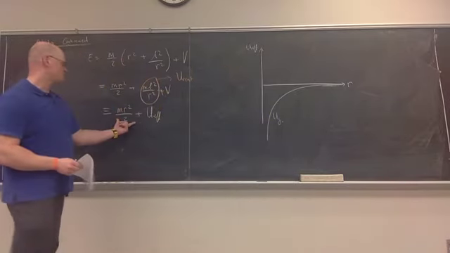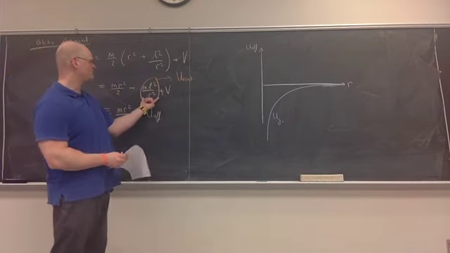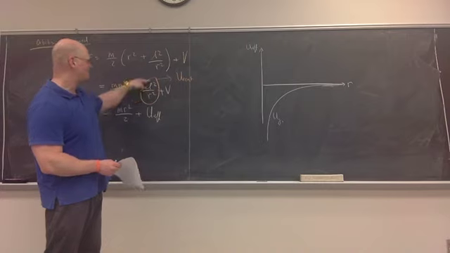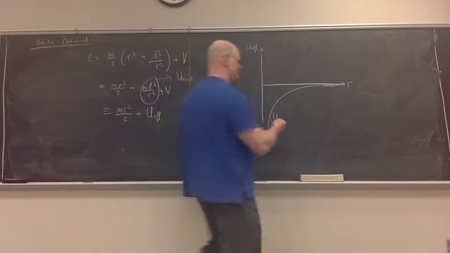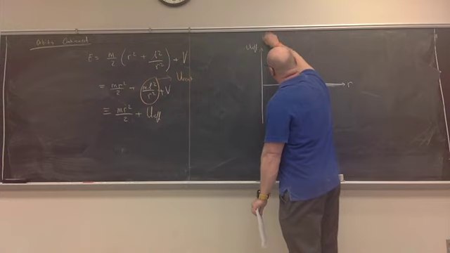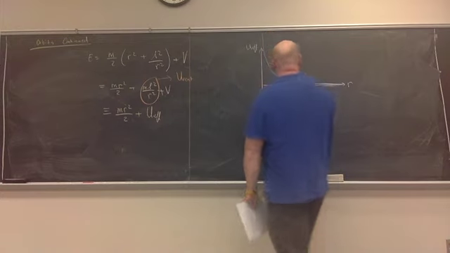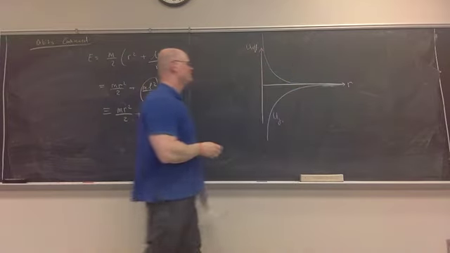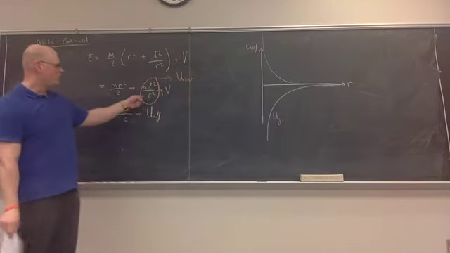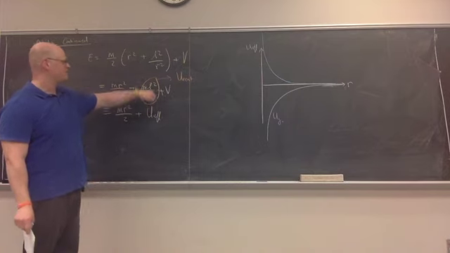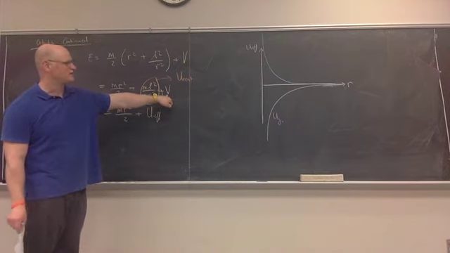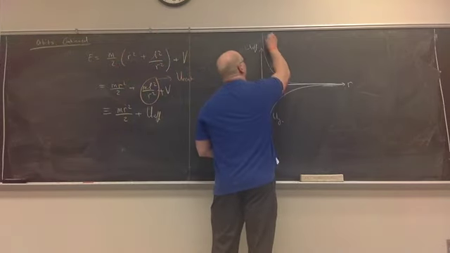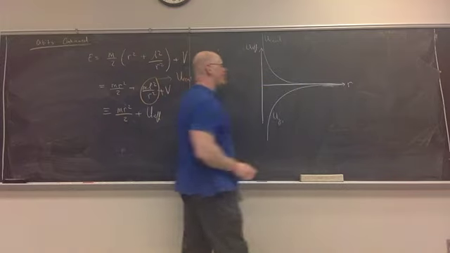This centrifugal term goes as 1 over r squared, but it's positive at all times, because this is positive, positive, and positive, which means it's going to do something like this. Now let's look at some bounds. As r goes to infinity, this thing is going to go to 0 faster than this one is going to go to 0, which means for large distances, the gravitational potential is going to be dominant.